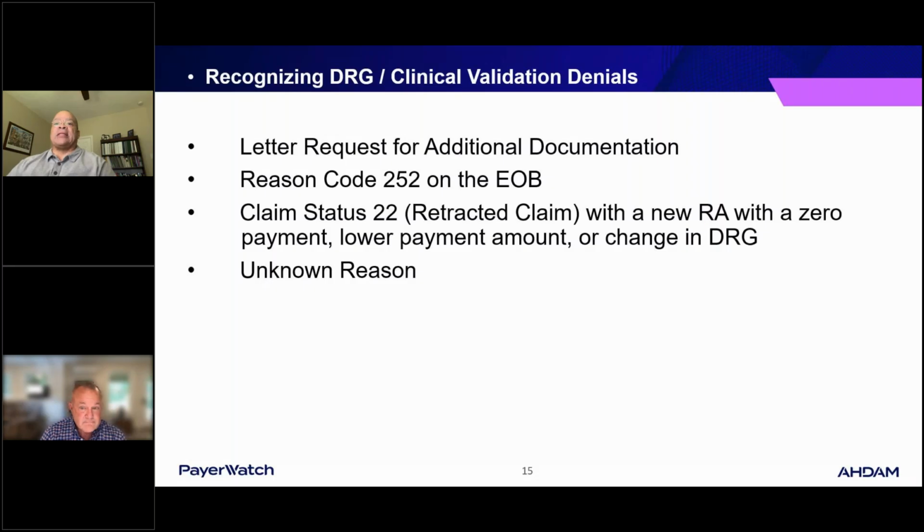The third thing, and the most important one, is what we call claim status 22 that you see on the EOB, which means that the claim is being retracted.